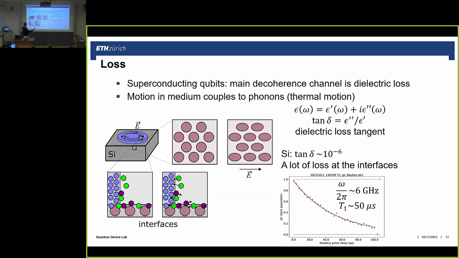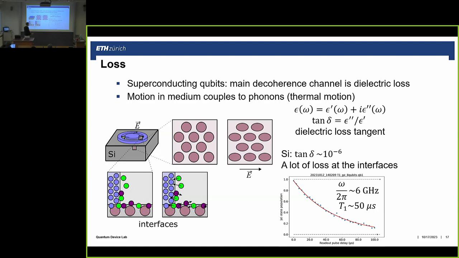If you apply an electric field, the electron orbitals start to change shape. And if it's an AC field, they start oscillating. The dielectric constant can be said to have two components, the real part and the imaginary part, and the imaginary part is responsible for losses. That's because this motion is lossy, it couples to photons and phonons, which is heat and dissipation. And all dielectrics, if you do some electromagnetic simulations, are usually characterized by a dielectric loss tangent.